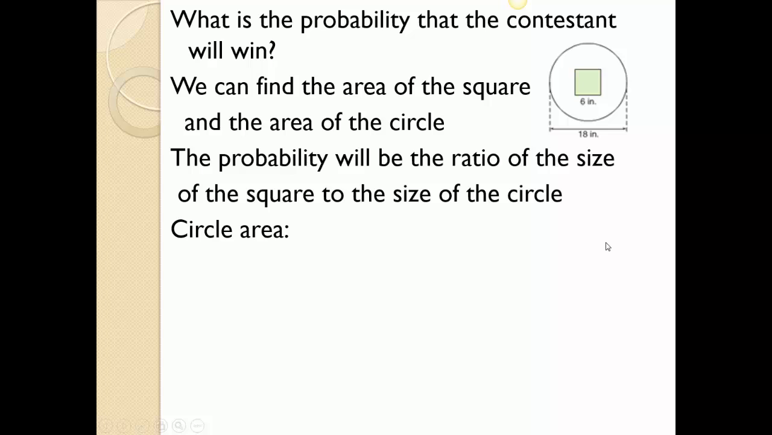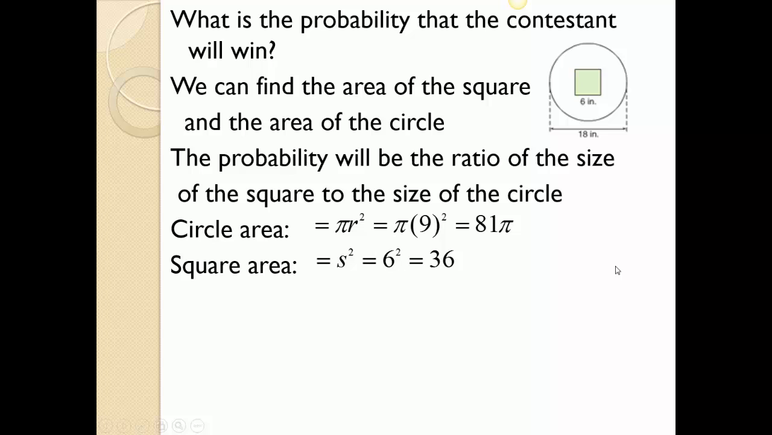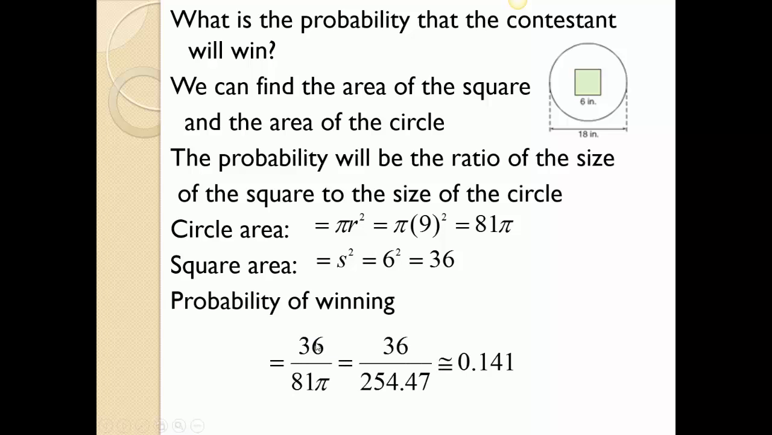So then we can do the probability as the green area divided by the whole area. All right, so the circle area, remember your formula for circle, pi r squared, and in this case, we're doing the circle here. The diameter was 18, so the radius is 9, so it's 81 pi, and the square is just going to be 6 by 6 or 36. And then we're going to do the probability, which is the ratio, 36, the area of the square, divided by the area of the circle, and it comes out to be a little bit more than a 14% chance that you'll hit that area.